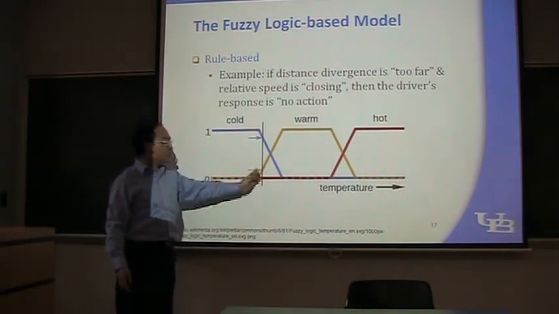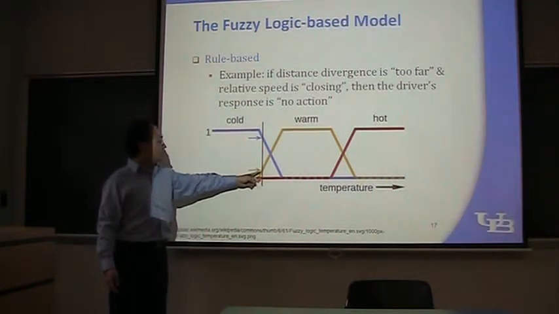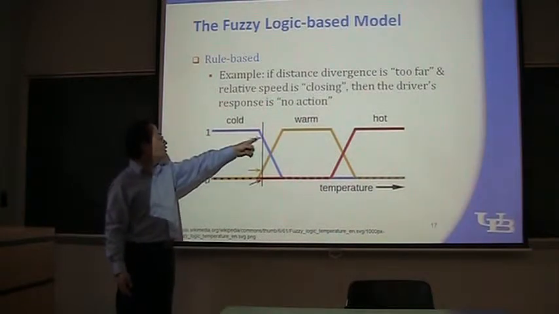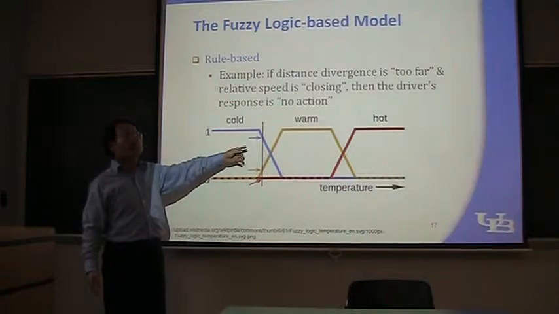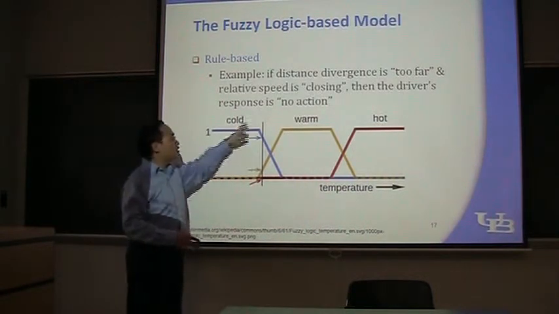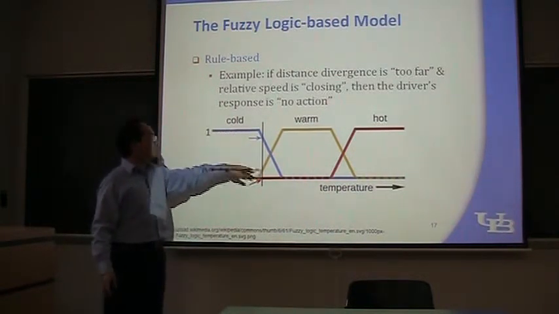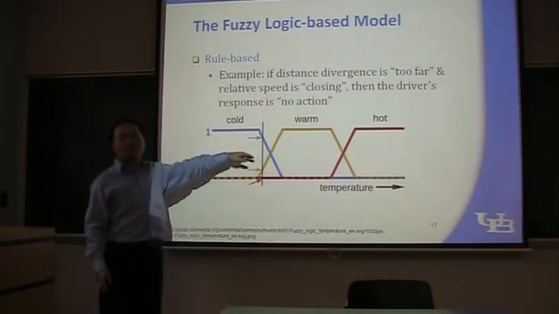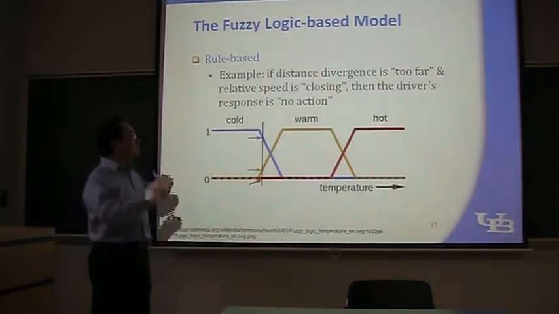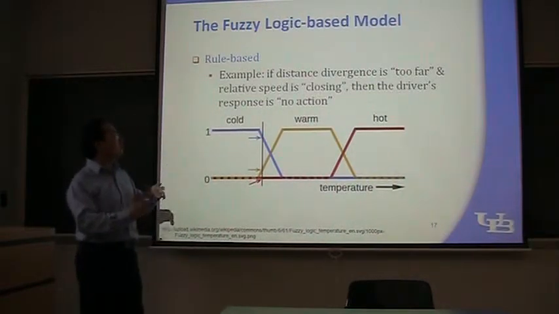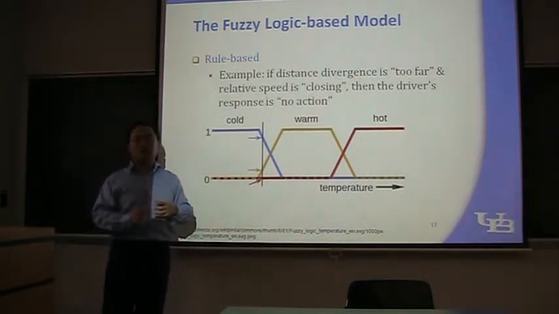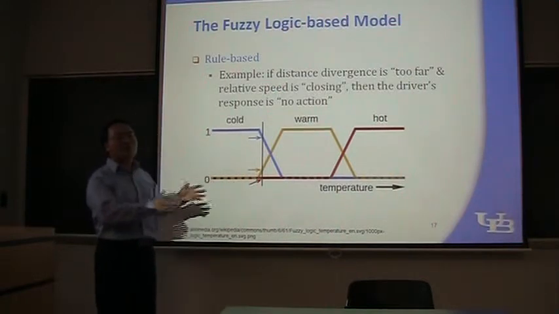So if we pick a temperature here, we can say it's like 10% warm and 90% cold. So we don't say it's within this range. We don't say it's cold. We don't say it's not cold. We say it's 90% cold. And based on this, fuzzy logic can calculate some rules. It can calculate if this condition satisfies any rule.